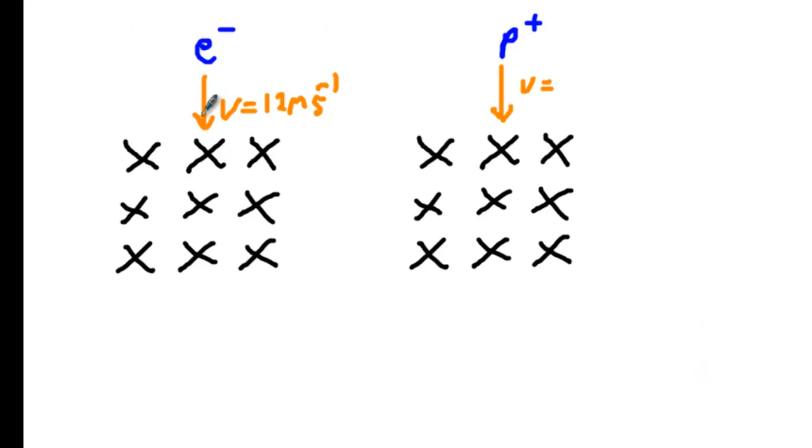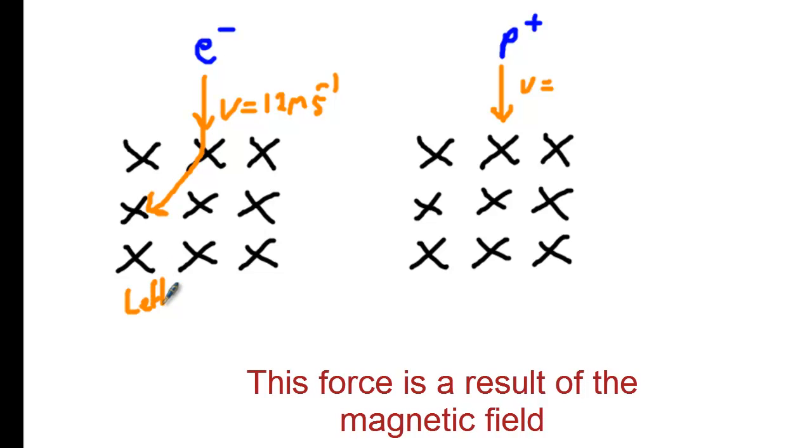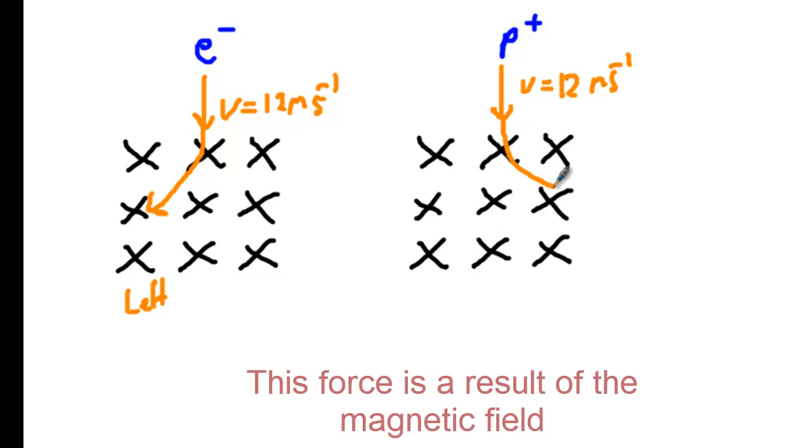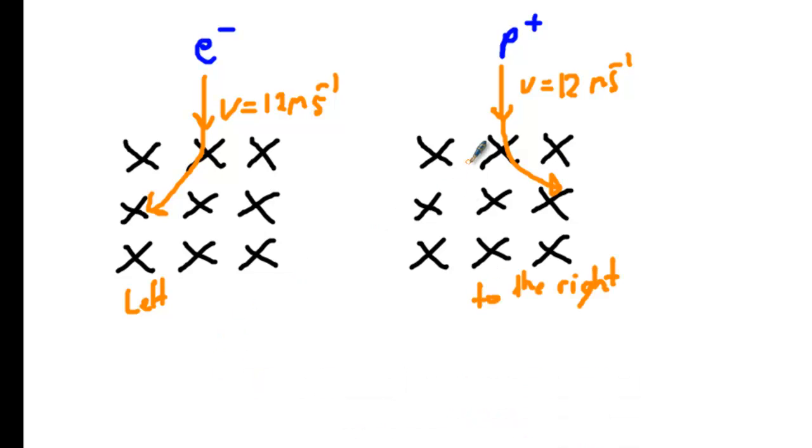So what does that mean for our electron? Well, it's moving down, so our thumb's going down, and our fingers are going into the page, and because it's negative, we back slap, and so it experiences a force to the left, and that force is a result of the magnetic field. If we have a positive charge, same idea, it's got a velocity going down, our thumb is pointing in the downwards direction, our fingers are into the page, and we properly slap this time, and it experiences a force to the right.